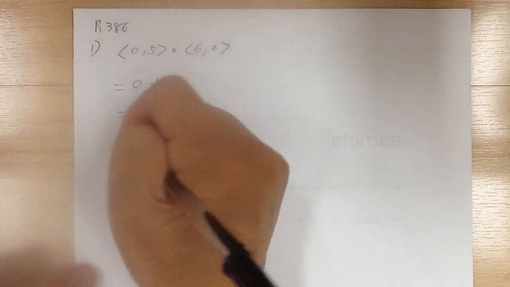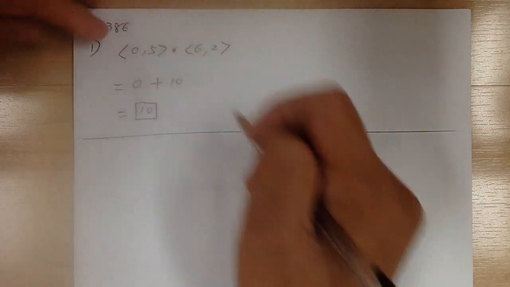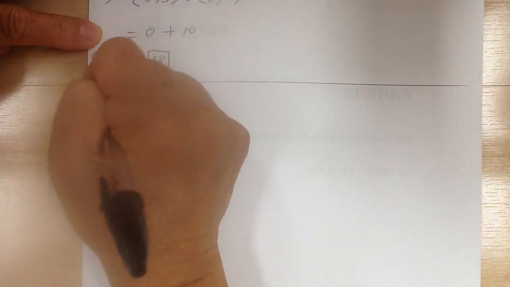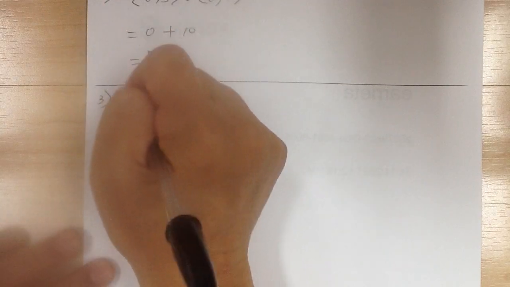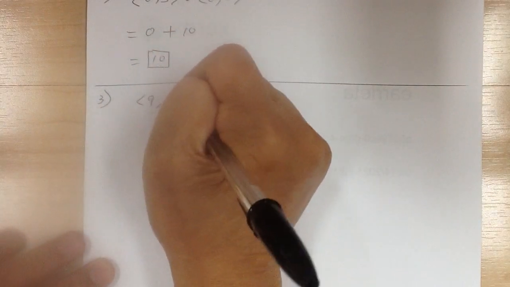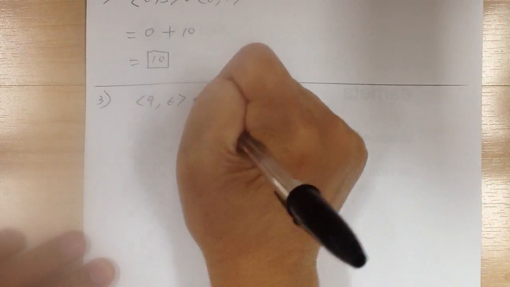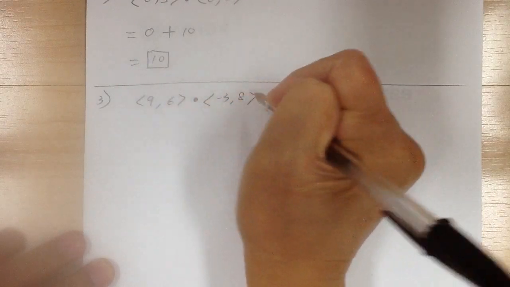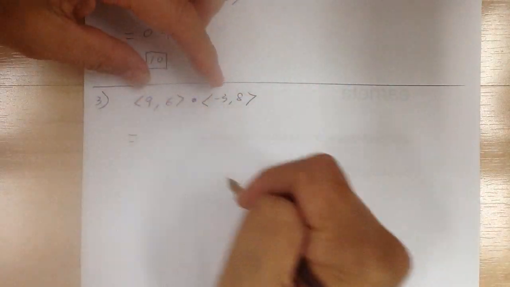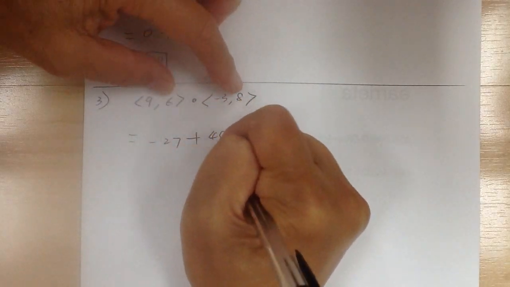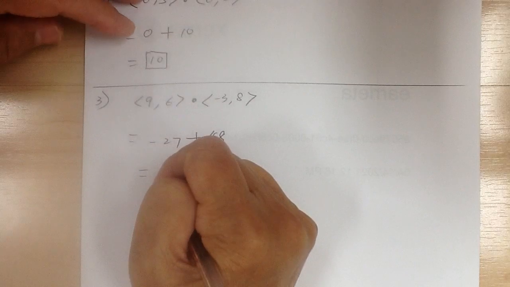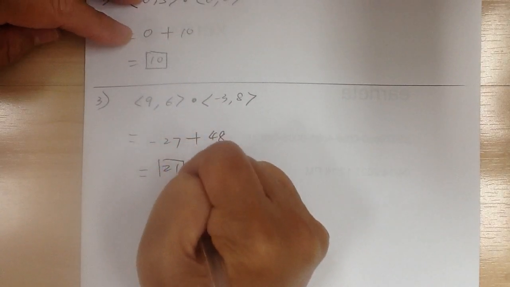Okay. So you can make good use of the fingers. It helps you to avoid some of the mistakes. Okay, next one, number 3. You have 9, 6 dot negative 3, 8. So you just multiply, this will give you negative 27 plus 48, and so this will equal 21.